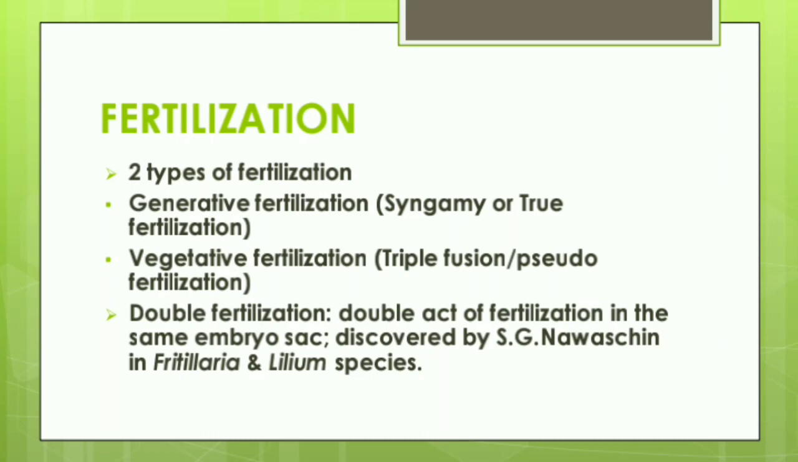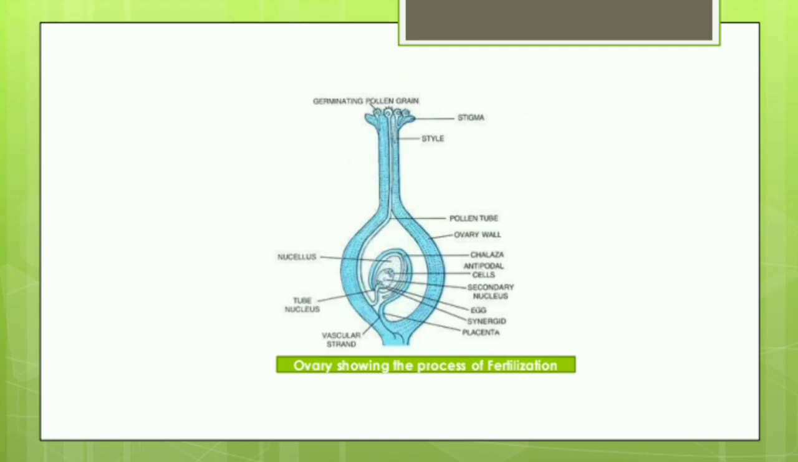Can you give example of an angiosperm where double fertilization is absent? Yes, if you know the answer, write in the comment section. Then double fertilization ensures that endosperm is formed, and this is one of the importances of this double fertilization. Here in this diagram, you can find an ovary showing the process of fertilization. You can find all the structures that I have mentioned right now.